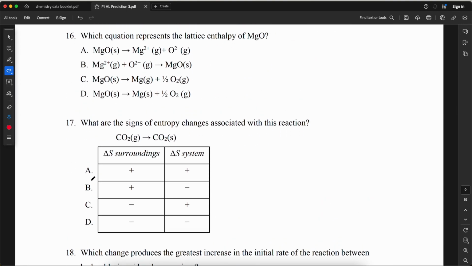Which equation represents the lattice enthalpy of magnesium oxide? The answer is A, because the lattice enthalpy expresses the enthalpy change of forming gaseous ions from 1 mole of solid crystal ionic compound at standard conditions.